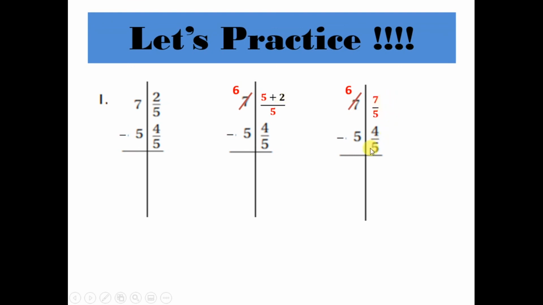Now I can minus fractions. Do we have the same denominator? Yes, we have. So we can minus it. Keep the denominator, minus numerators. So 7 minus 4 is equal to 3. And this is a proper fraction. Now, minus whole numbers. 6 minus 5 is equal to 1. And that's the final answer.